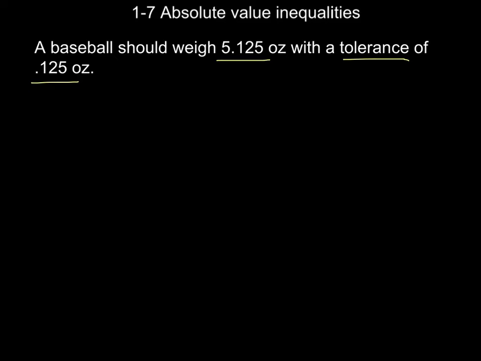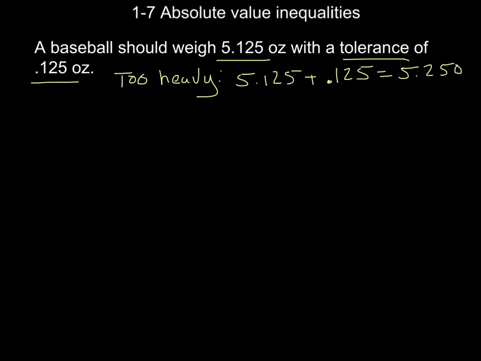And that means one of two things. That means that my baseball might be too heavy. How heavy? Well, at most, here's my perfect baseball, 5.125. I could be heavier by my tolerance, 0.125. And if we do the math and add those two numbers together, we would end up with a maximum weight of 5.250. That is the heaviest possible baseball I could have.